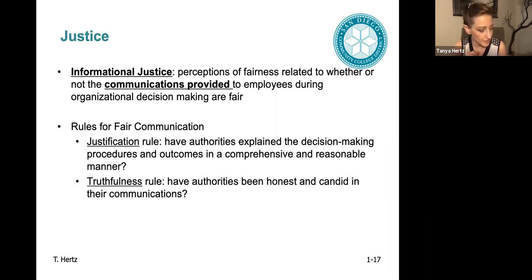Informational justice is the perceptions about fairness, or whether or not something is fair based on how the authority member, the supervisor, the organization communicated that decision, right? It's just how they imparted the news. And the rules for fair communication are justification and truthfulness. Justification is that you've given examples to the employees about why you made the decision, and that you do it in a really thoughtful way. You should also be truthful, be honest, be candid in the communication.